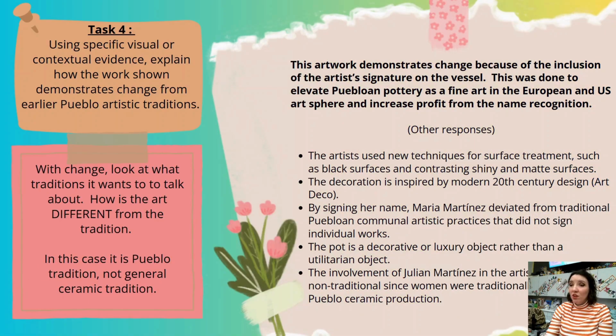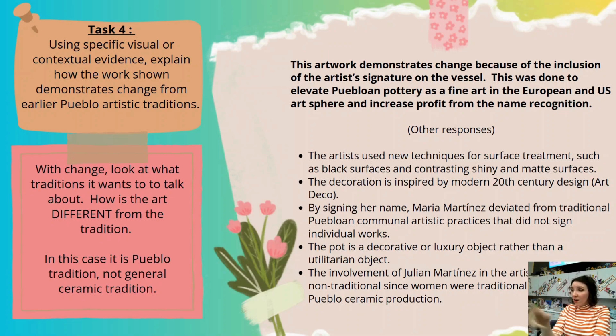Next, the change is usually a little bit easier because the change is often why the piece is chosen for the 250. So, using specific visual or contextual evidence, explain how the work shown demonstrates change from earlier Puebloan artistic traditions. Once again, this is how it's different from the past, and in this case, how it's different from Puebloan tradition, right? So for me, I remembered the artist's signature being really important. And I remember that's part of why they chose this work to represent Puebloan art in this time period.